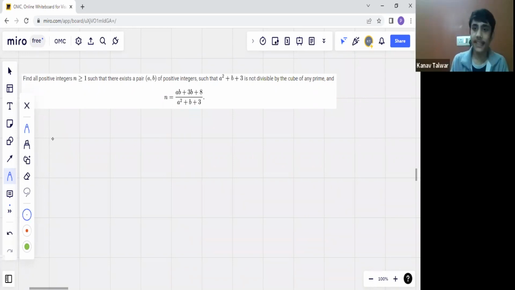So we need to find all positive integers n greater than or equal to 1 such that there exists a pair of positive integers a, b such that a squared plus b plus 3 is not divisible by the cube of any prime, and n is equal to (ab plus 3b plus 8) divided by (a squared plus b plus 3). So n is equal to this fraction, and a squared plus b plus 3 is not divisible by the cube of any prime. We don't need to find all a, b which satisfy this. We just need to find an n such that there is at least one pair. So try this problem for 5 minutes and get a feel of it. And any ideas, just say it.